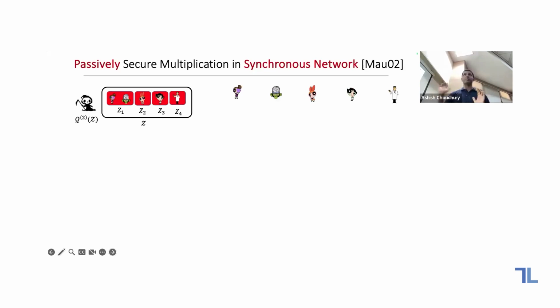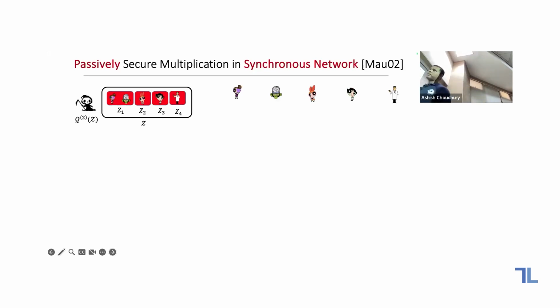So let us first see how we could perform the multiplication of two secret shared values in a synchronous network, assuming passive corruption. Passive corruption means that even the corrupt parties will follow the protocol instructions. And this is a very cool trick. I think that in any MPC course, we should first teach this multiplication protocol rather than the degree reduction method based on polynomial interpolation. The method is very, very simple.